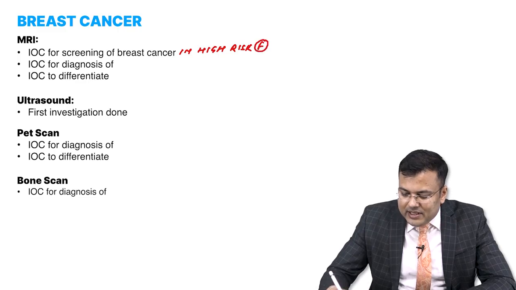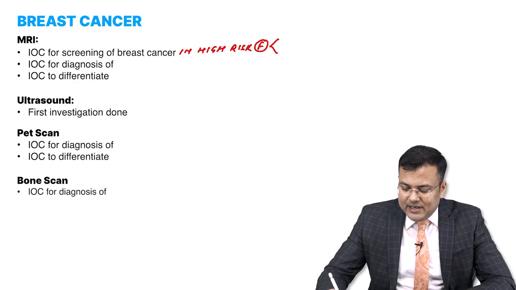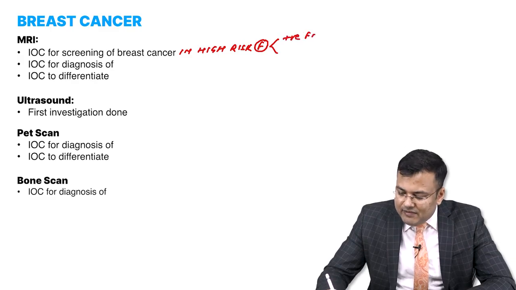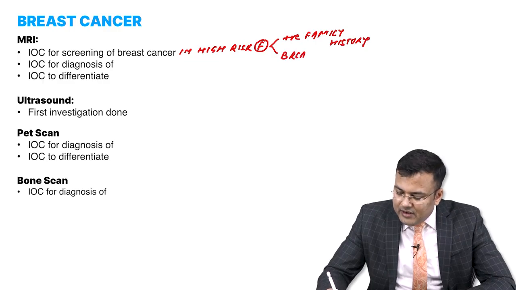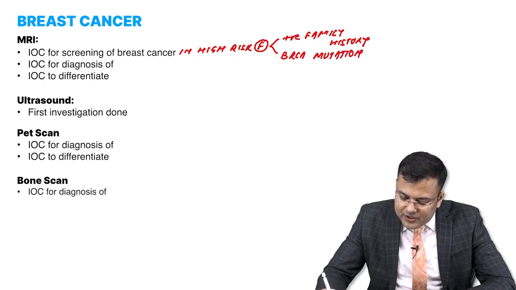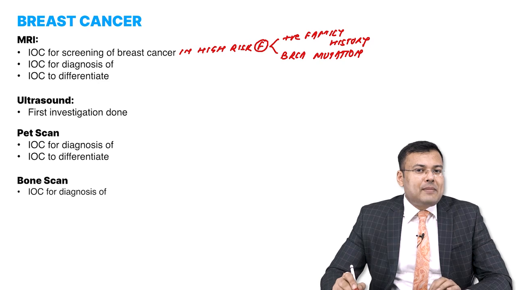And what is a high risk female? If she is having positive family history, so any female who is having positive family history, or this patient is having BRCA mutation, it means we have to go for MRI for screening.